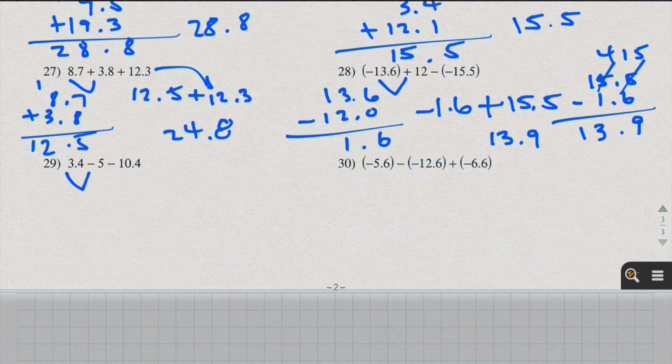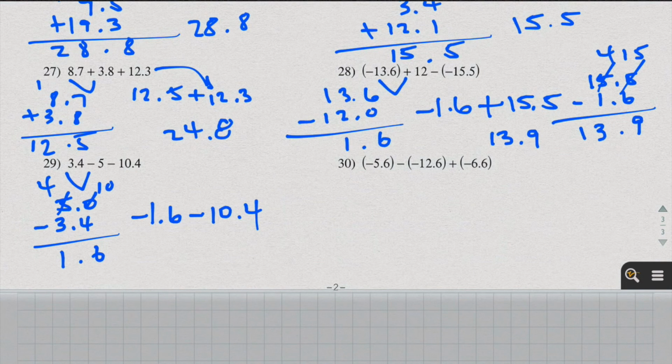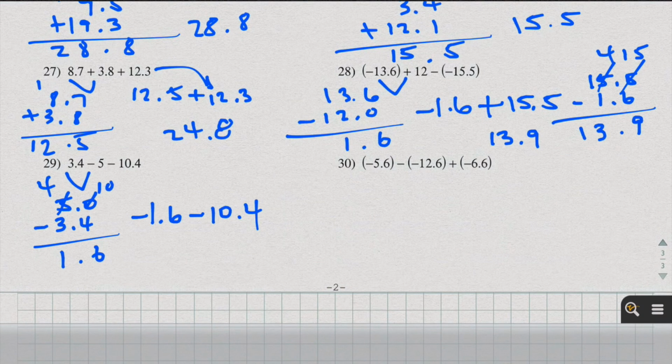Okay, number 29, 3.4 minus 5. So let's do that part first. We're going to subtract them because they're different signs. So 5.0 minus 3.4, this 0 becomes 10, this 5 becomes 4, 10 minus 4 is 6, bring down the decimal, 4 minus 3 is 1, 1.6. Because the 5 is greater than the 3.4, we're going to put negative 1.6 and then the minus 10.4. Because these are the same signs, we're going to add them. So we get 1.6 plus 10.4. 6 plus 4 is 10. Bring down the decimal. 1 plus 1 is 2. Bring down that 1. We get 12 for this one.